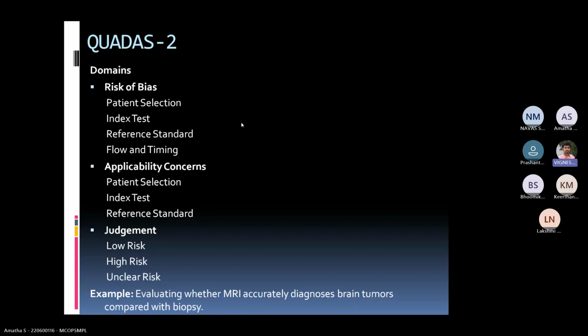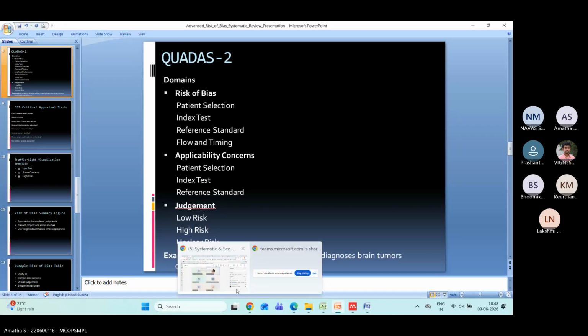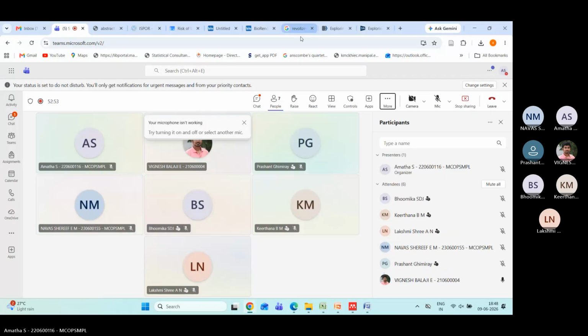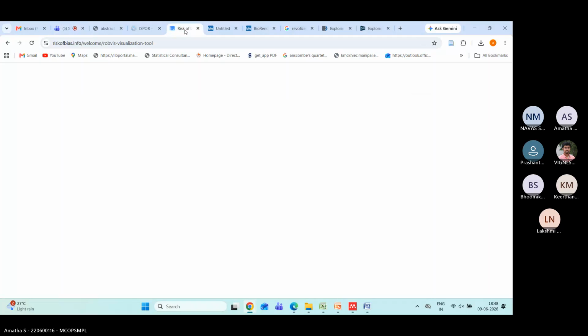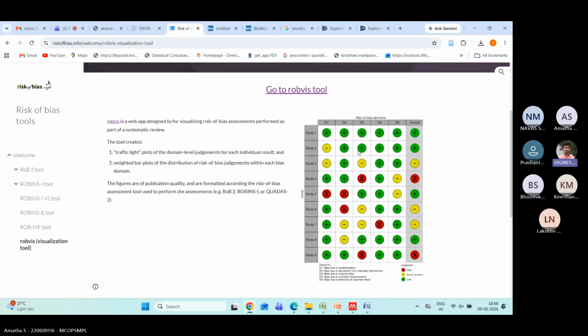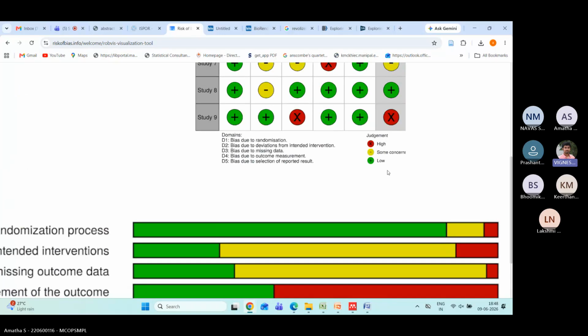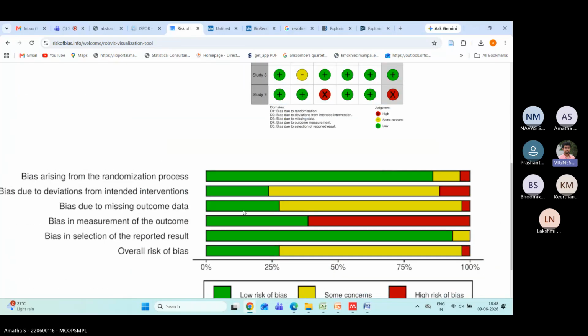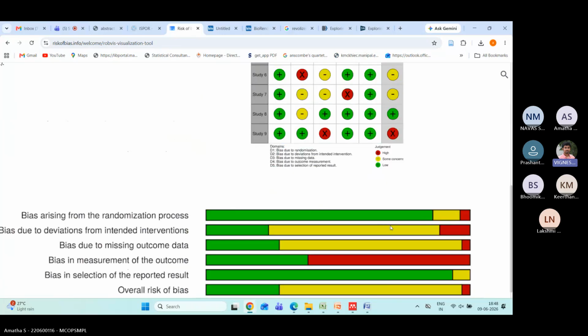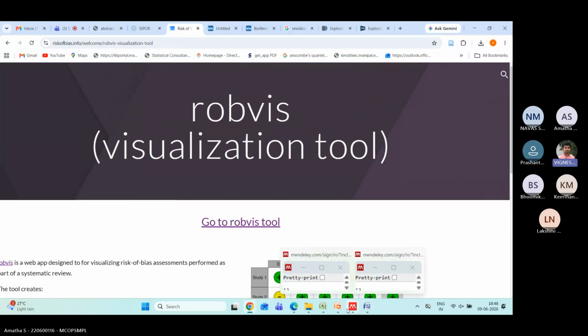So this column should be there, and your judgment here is not based on star marks. It is based on low, high, unclear. You can see some diagram, for example, with plus, minus, low, medium, high, or you can use a diagram like this. This kind of diagram is seen in systematic and scoping reviews. This is based on that analysis.